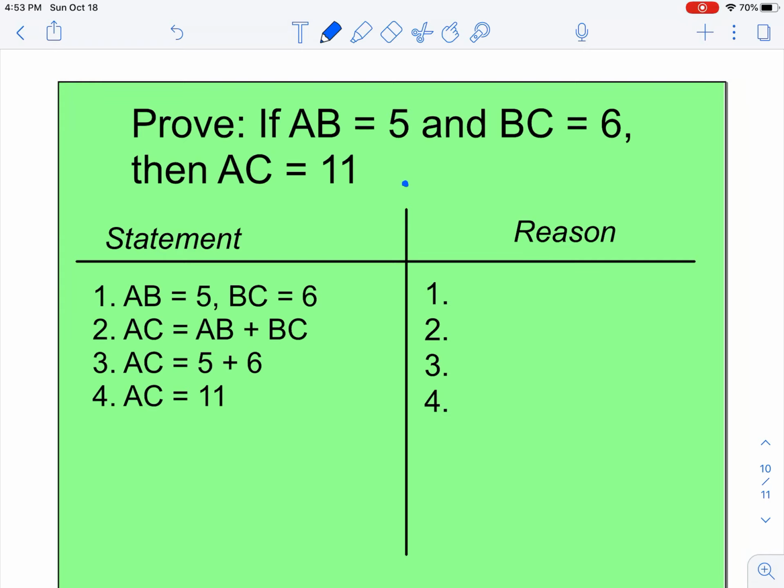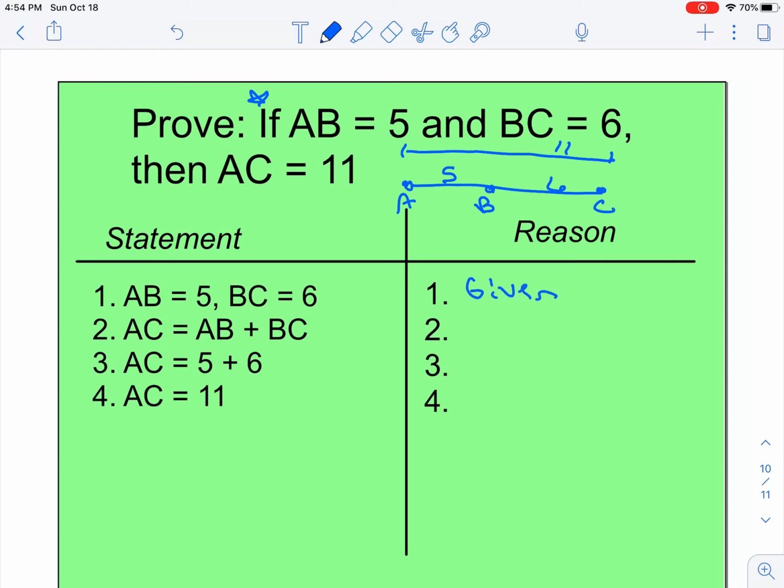So what we have here is a pretty simple proof, and a lot of times it is helpful to draw the picture. We have AB, so from A to B is 5, and from B to C is 6, and we're supposed to prove that AC is 11. Well, it's pretty obvious, okay? So we started with the statements that are given, so here's our given, so that is our reason.